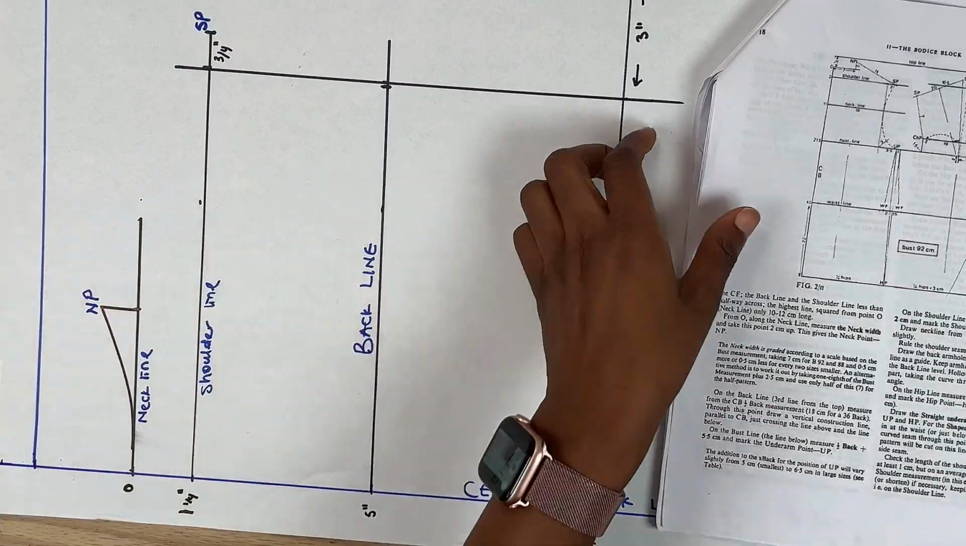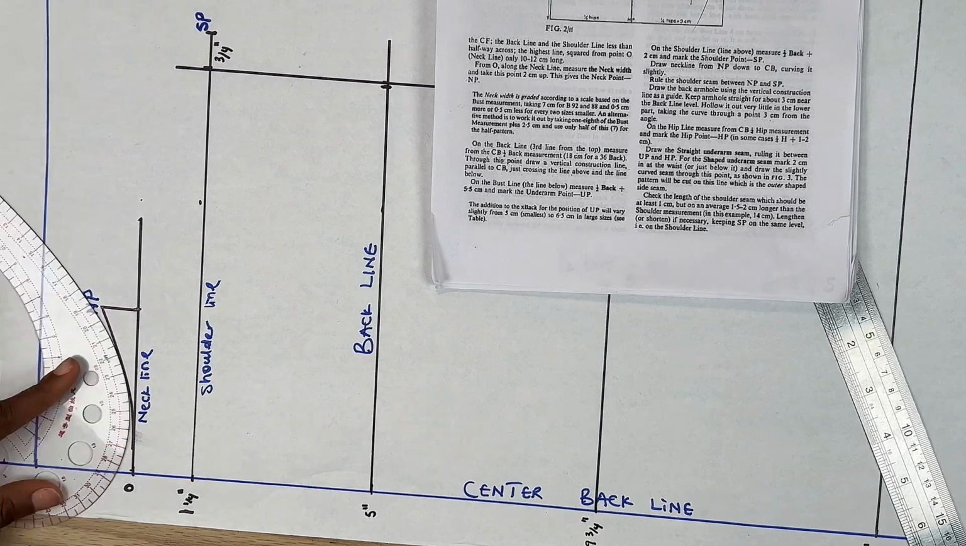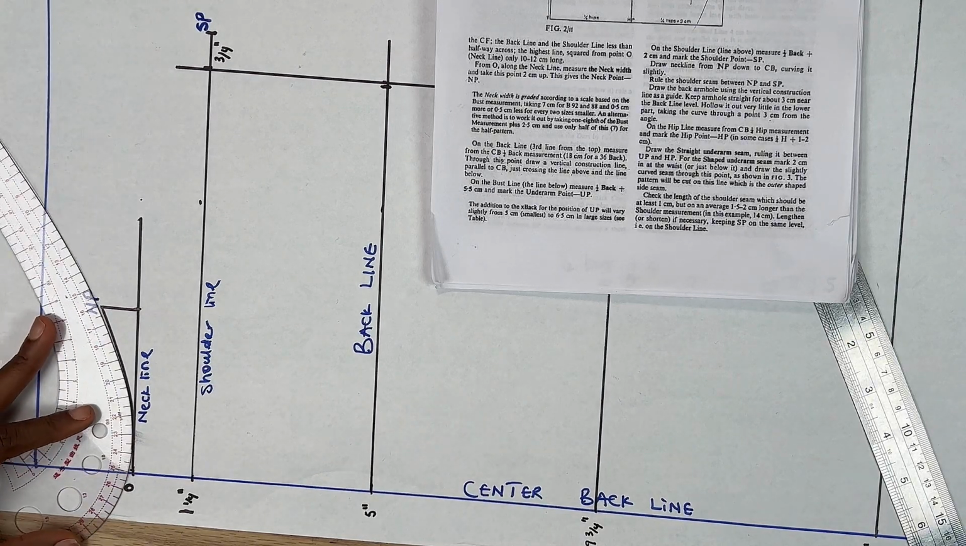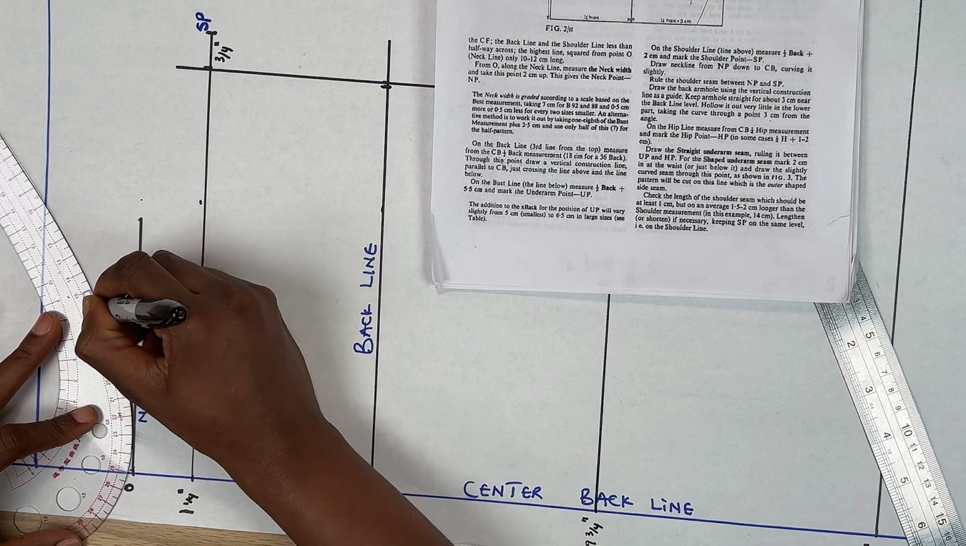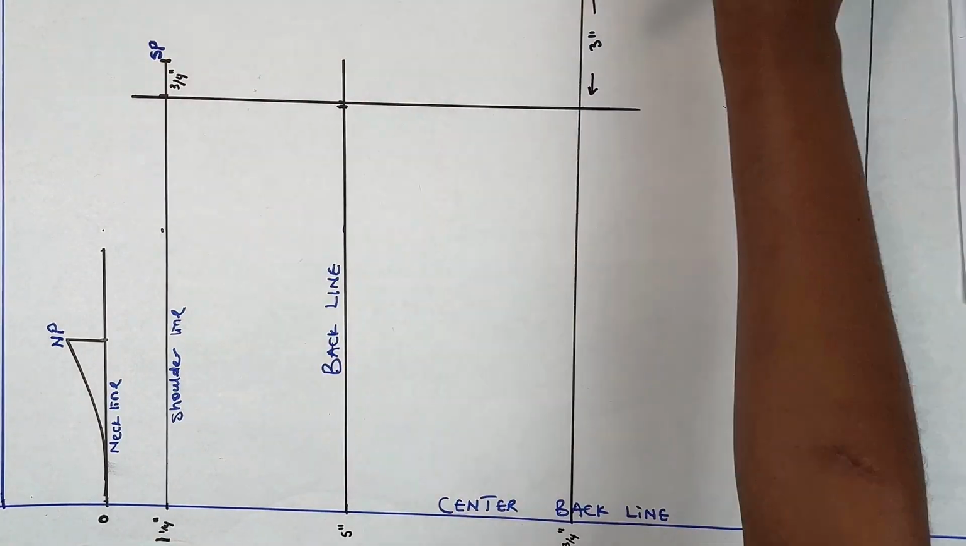To draw the neckline, draw from the NP towards the point O. I just use the slightest part of the curve, and then I just connect it like so. Alright, so the next thing we're going to do is connect the neck point to the shoulder point.